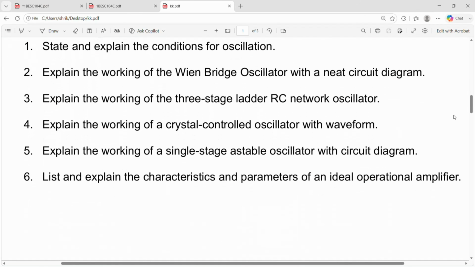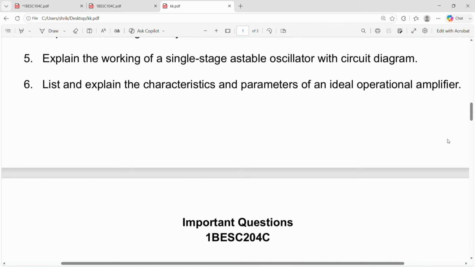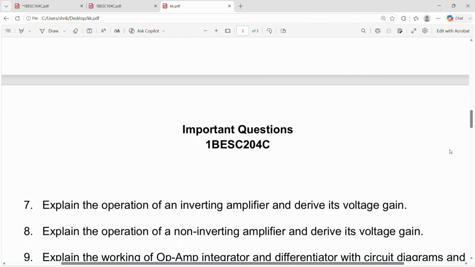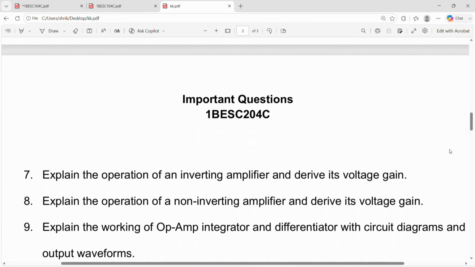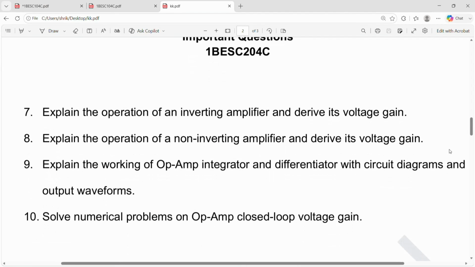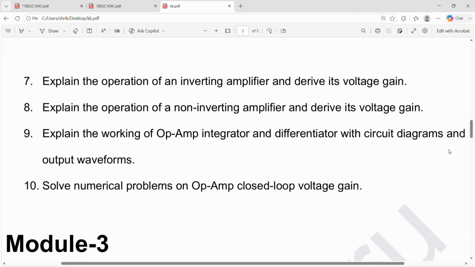List and explain the characteristics and parameters of an ideal operational amplifier. Explain the operation of an inverting amplifier and derive its voltage gain. Explain the operation of a non-inverting amplifier and derive its voltage gain. Explain the working of op-amp integrator and differentiator with circuit diagrams and output waveforms. Solve numerical problems on op-amp closed loop voltage gain.